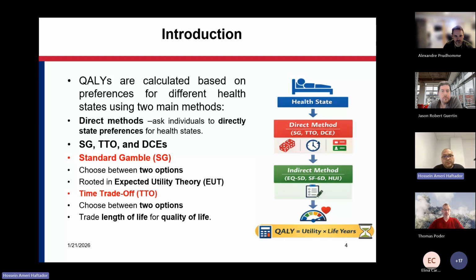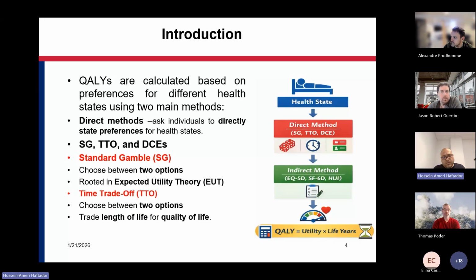If we want to calculate QALY, we can follow two methods, the direct method and the indirect method. In the direct method, the participant shows or presents his preference on different health states. For this, we can use several approaches, including standard gamble, time trade-off, and DCE. I mean, if we want to derive preference, we can use standard gamble, time trade-off, and DCE.